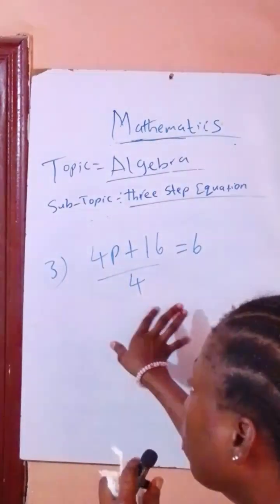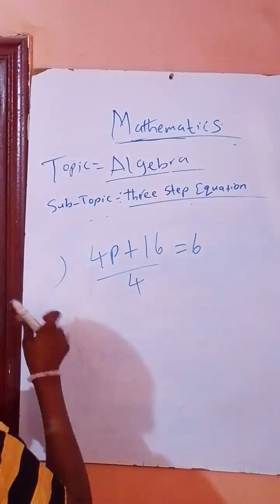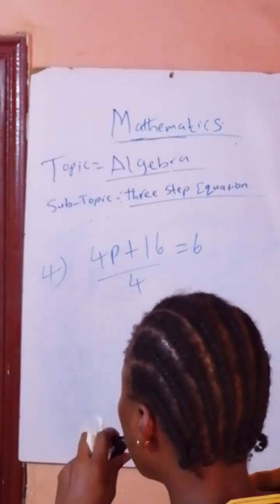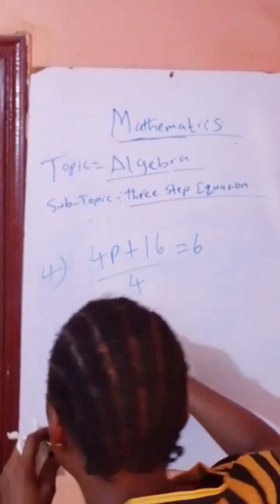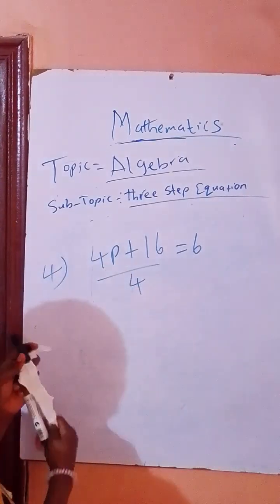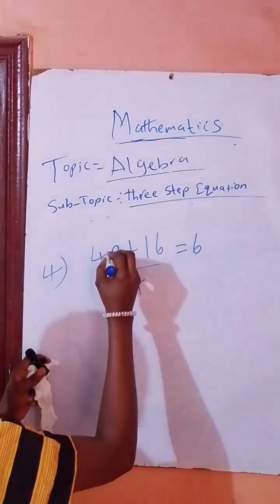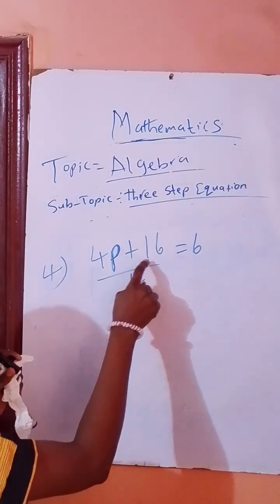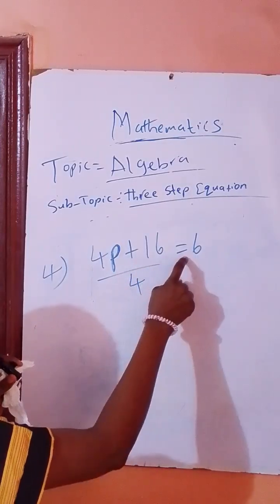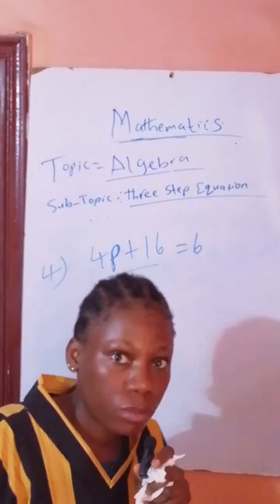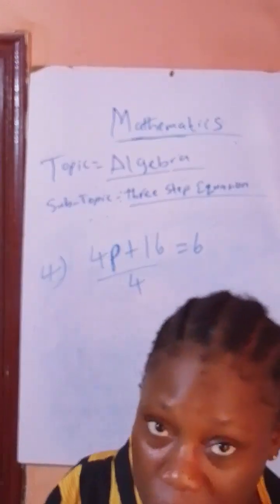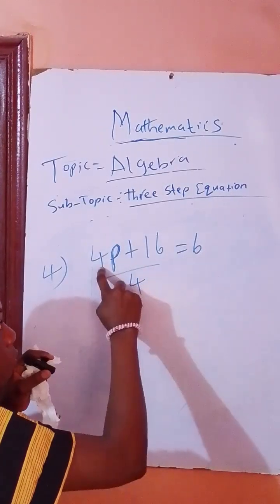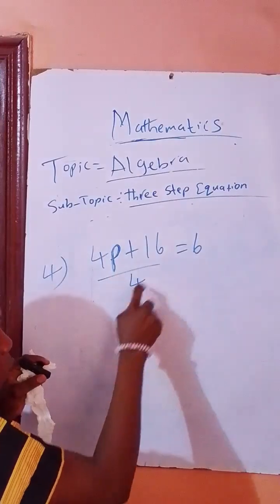Sorry, number 4. Our question number 4. We have 4p plus 16 over 4 equals 6. Please, I would like you to pay attention. We have 4p plus 16 over 4 equals 6.